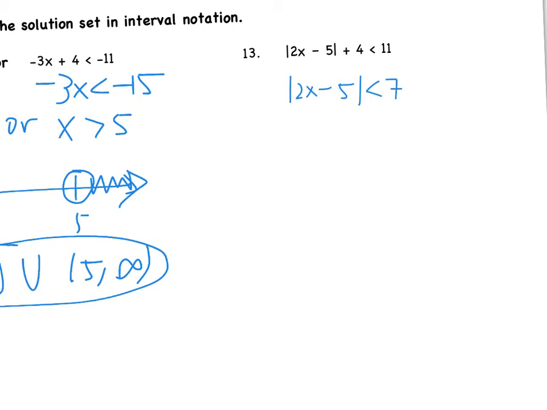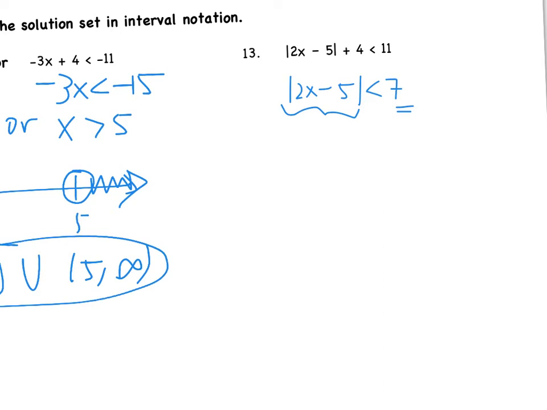Absolute value. What does absolute value mean? The distance from 0. So positive and negative 5, this is just a number. So I have a number that's 7 away from 0. If I have a number that's 7 away from 0, what is that number? 7 or negative 7. Do you remember that distance goes both ways?